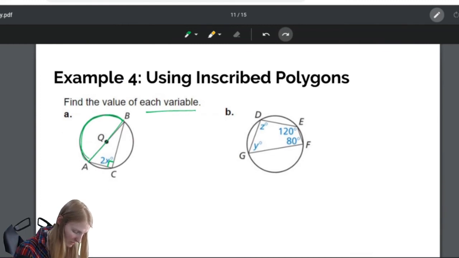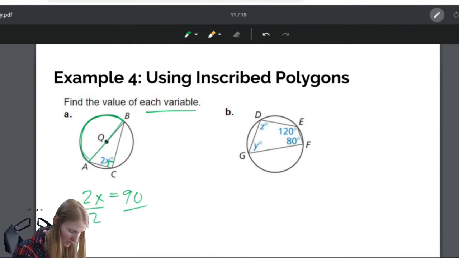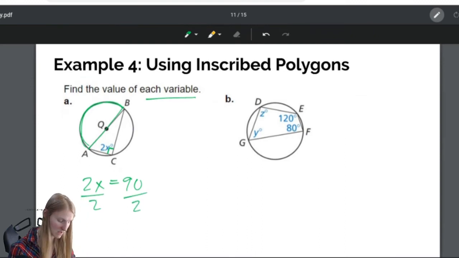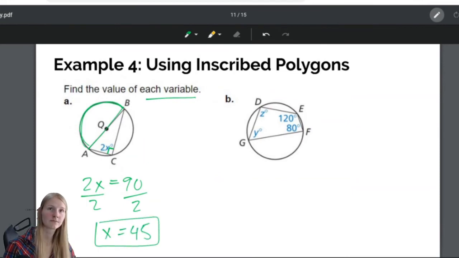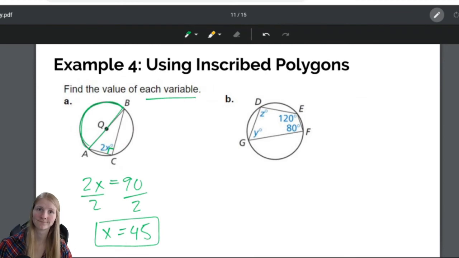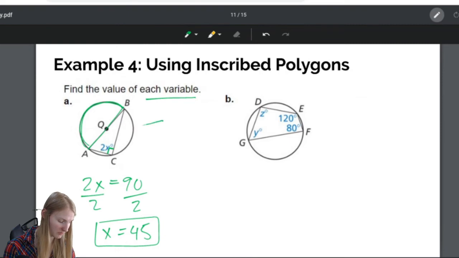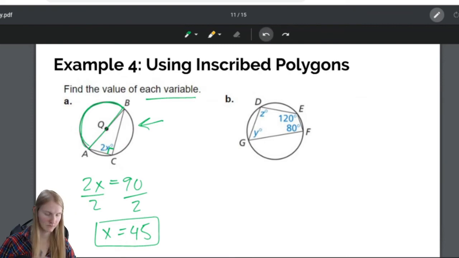So, 2x equals 90. Divide by 2. And we get that x is 45. Ta-da! So make sure that if you have an inscribed angle that intercepts a semicircle and you have a diameter here, boom, 90. Make it easy for yourself.